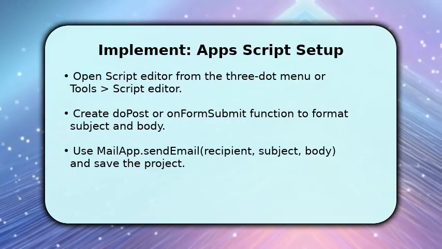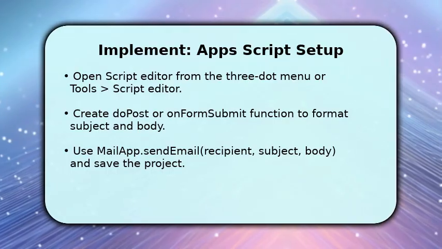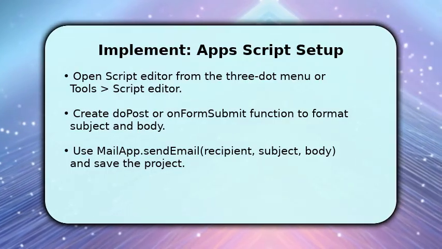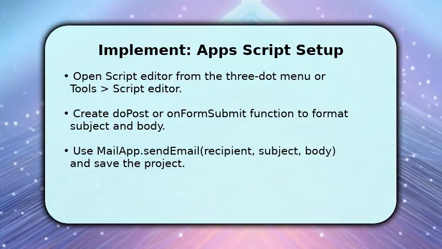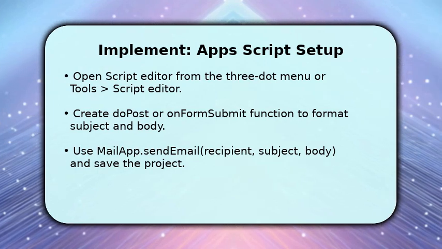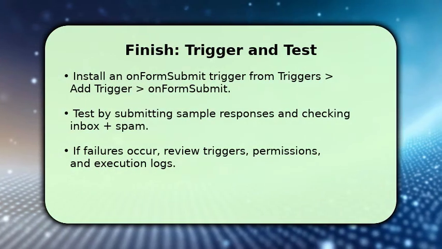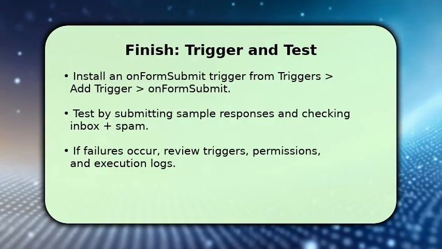Save and name the project, then authorize the script the first time. Make sure the script parses the timestamp and the email field correctly so messages go to the right recipient. Finish by installing a trigger so emails fire automatically.